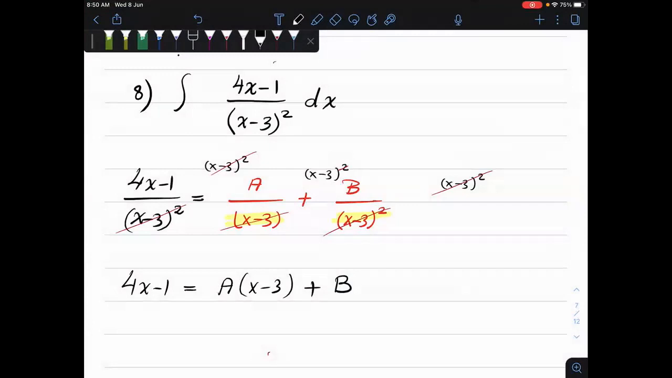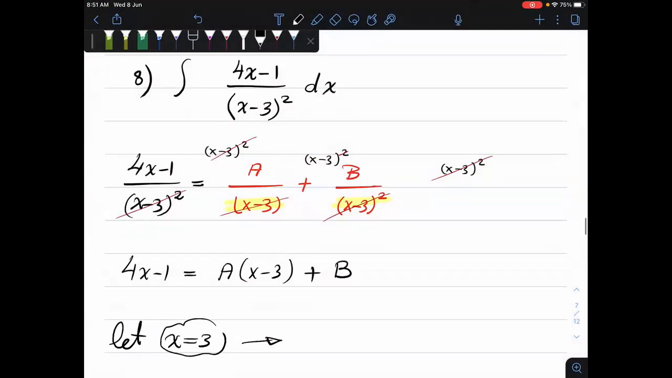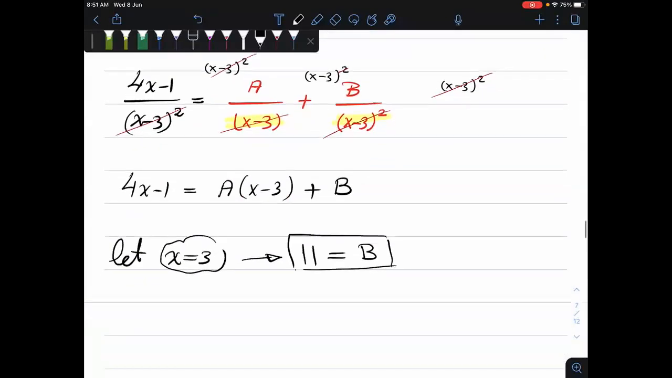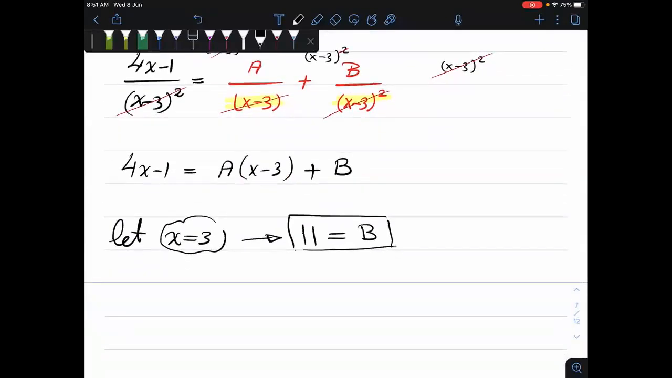How to find A and B? Let x equal 3. So 3 times 4 minus 1, 12 minus 1 is 11 on the left side. On the right side, 0 times A, and B. So B is 11. Now we have to expand the equation and substitute 11 for B. Write 4x minus 1 is equal to Ax minus 3A by distributive property plus B, or now plus 11, because B is 11.